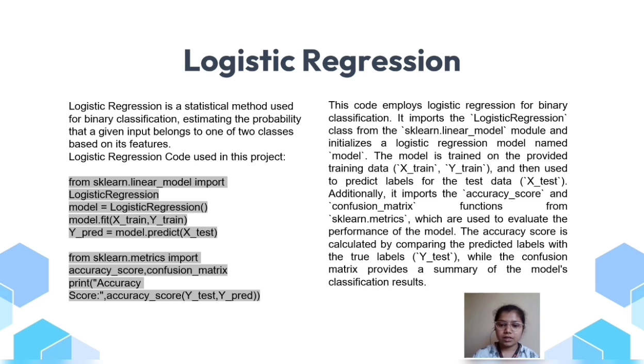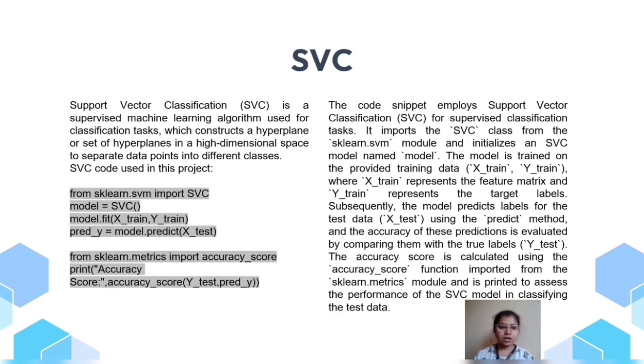Next is the SVC model. Support vector classification is a supervised machine learning algorithm used for classification tasks, which constructs a hyperplane or set of hyperplanes in a high dimensional space to separate data points into different classes. So this is the code snippet which we have used in our project that represents the SVC model.